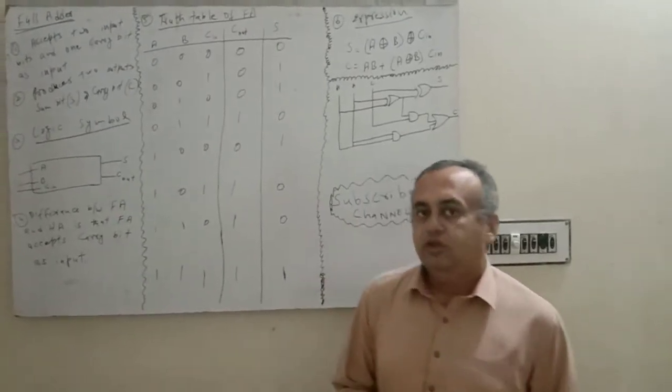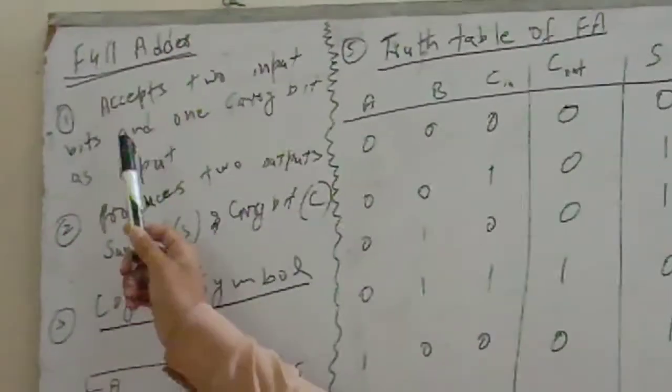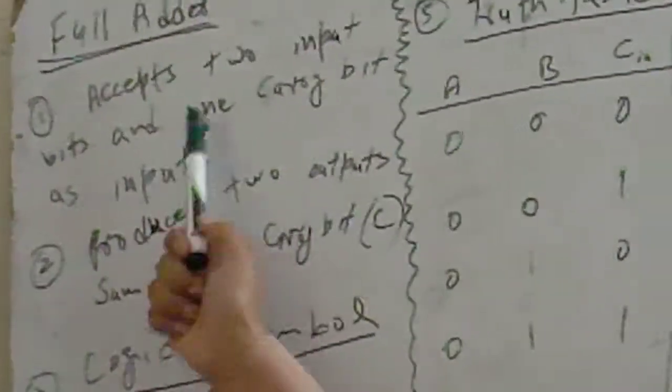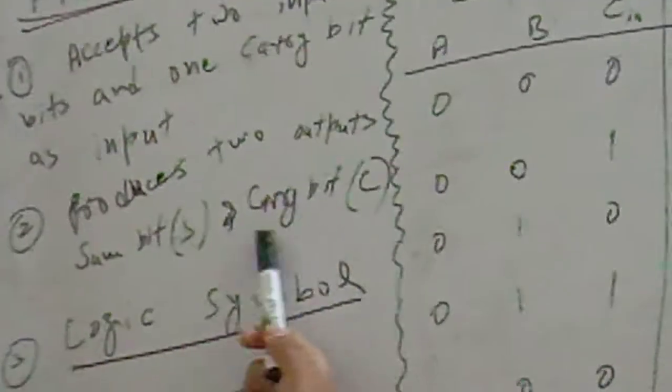What is the full adder? Full adder is a combinational logic circuit, a digital circuit, in which it accepts two input bits and one carry bit and produces two bits for output. One bit is the sum bit, as usual in the half adder, and one is the carry bit. It's also the same as the half adder. Let's move to its logic symbol.